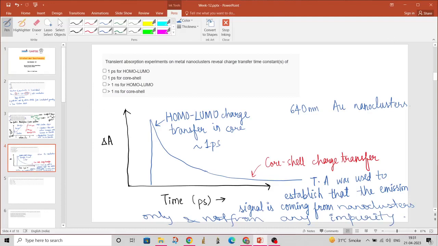Here to answer this question, the time constants are 1 picosecond for HOMO to LUMO and more than 1 nanosecond for core shell. The correct answer is A and D.